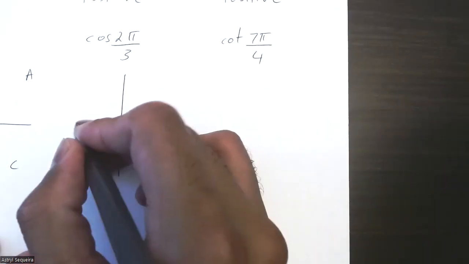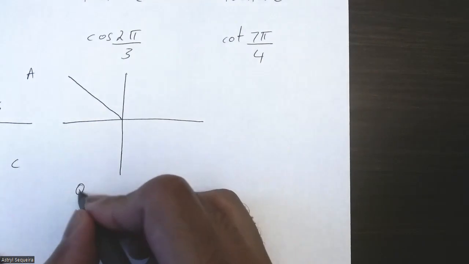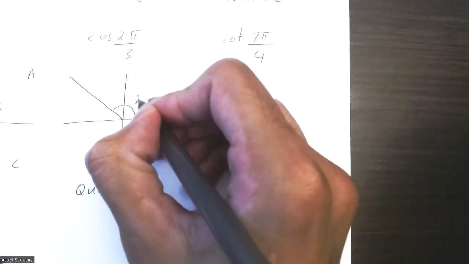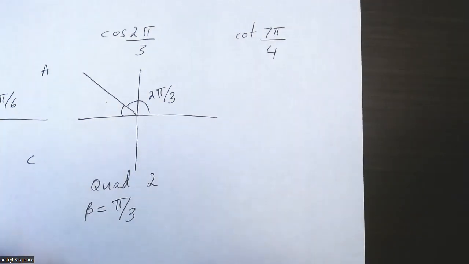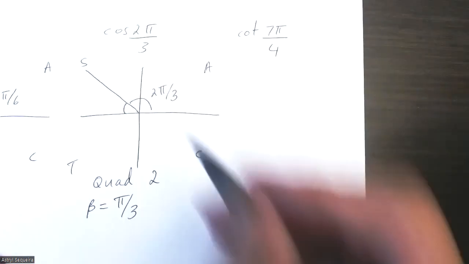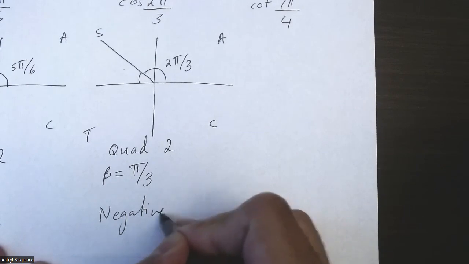Cos 2 pi over 3. 2 pi over 3 is again in quadrant number 2. 2 pi over 3 right there is my principal angle, which means my acute angle is just pi over 3. And cos we know is negative in this quadrant again, same as the last one.